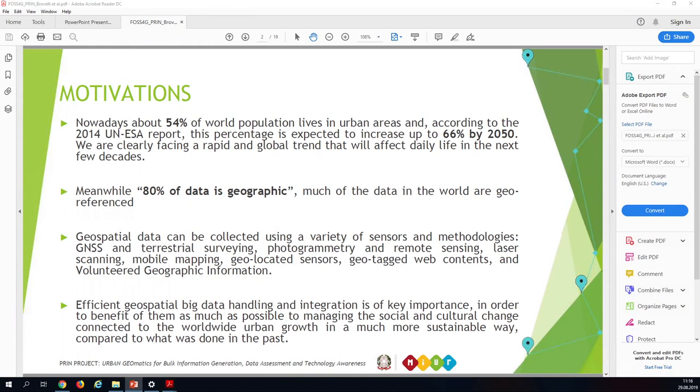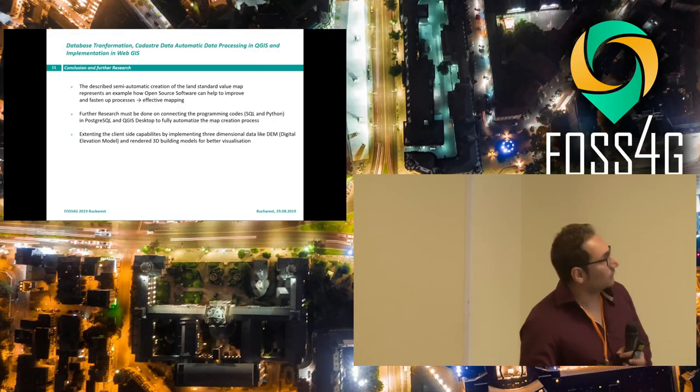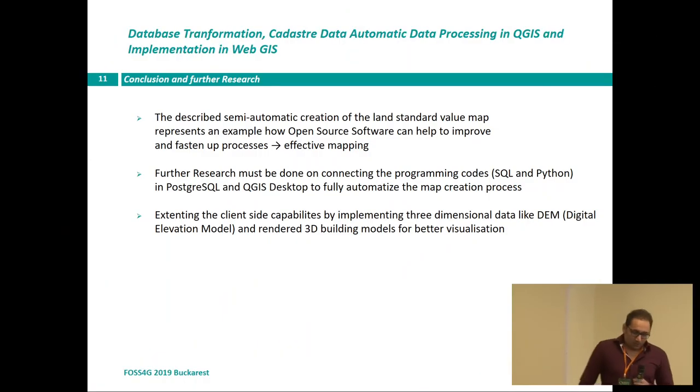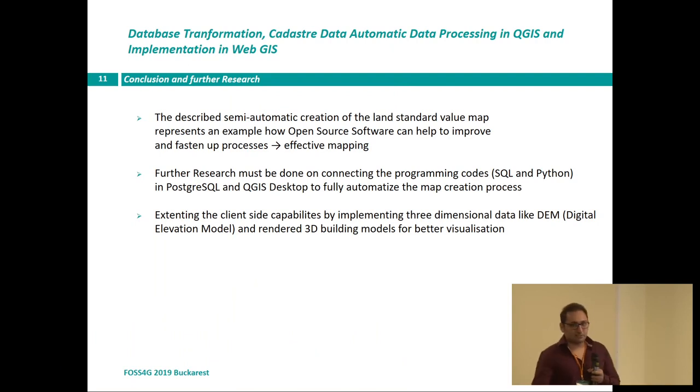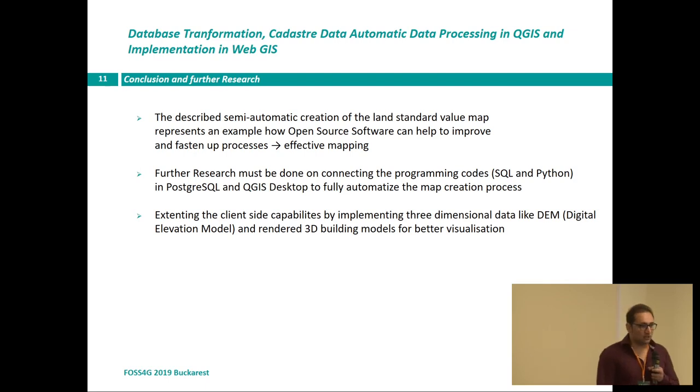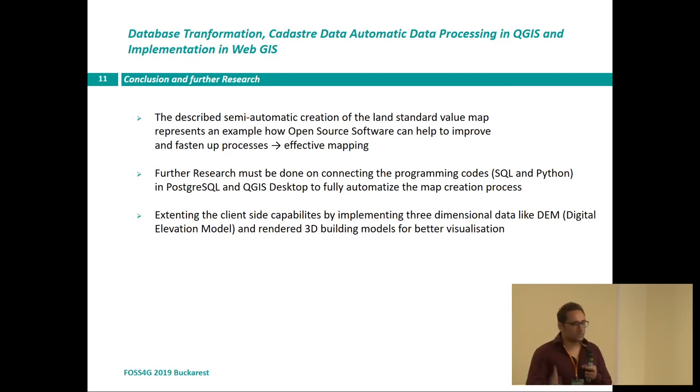So I will continue with the last part, conclusion and further research. It was the description of the semi-automatic map creation for the land standard value, which is really important in Germany right now, because municipalities and government will decide about the taxes for each parcel. So this project is really important. It helps save time and cost. This project is really open; it can be optimized and developed to be faster, and we can continue the coding for the layer preparation in Python, to automate even the digitizing process.